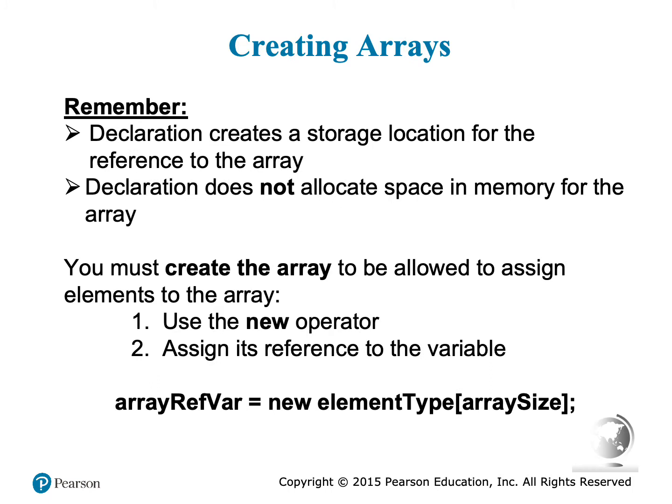If declaring the array reference variable doesn't create the array, that is, allocate space in memory to hold the contents of the array, the pressing question is, well, how do we create the array? And I'm glad you asked. We will create the array with the keyword new. We assign its reference to the array reference variable and give it a fixed size, which can never be changed. The syntax is shown in the slide.